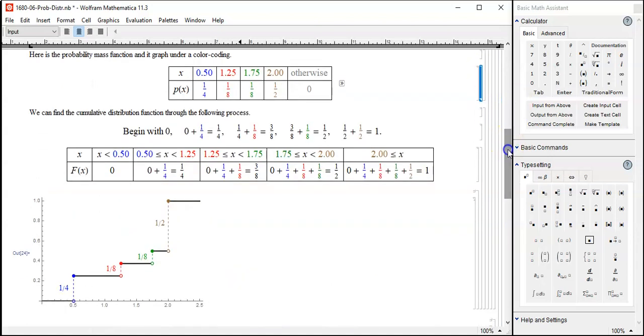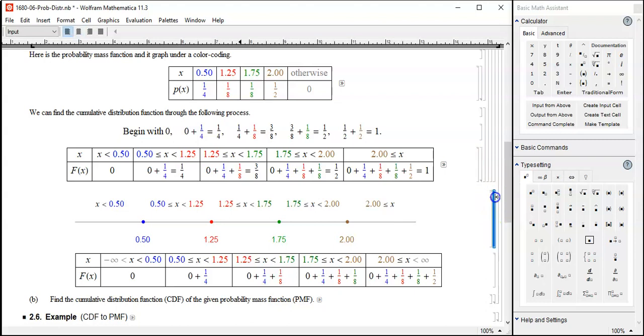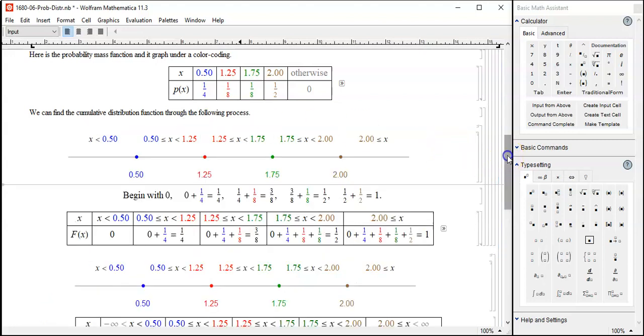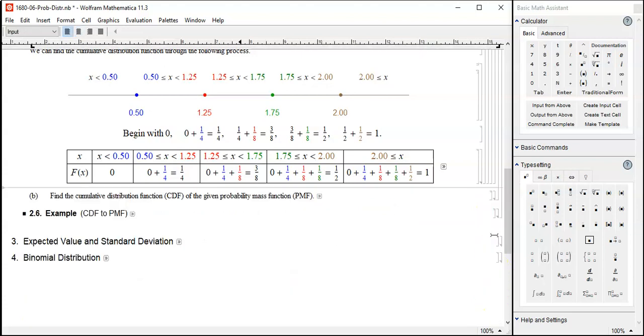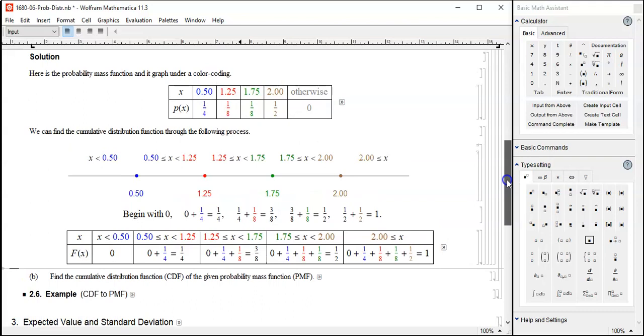Now, the cumulative distribution function, we have steps. Step, step, step, step. And then at each jump, at each discontinuity, we have the probability masses. And let's include this picture. And here's the whole problem.